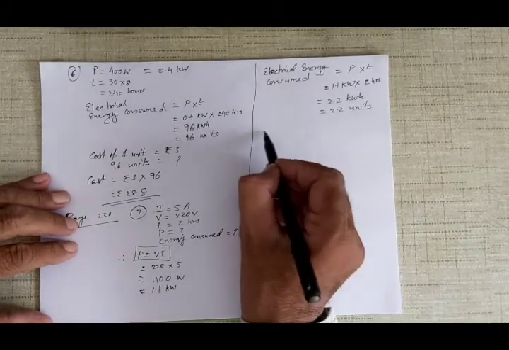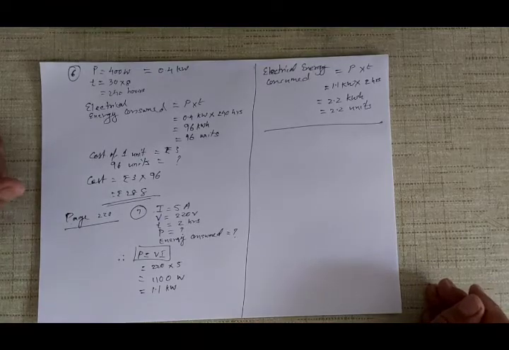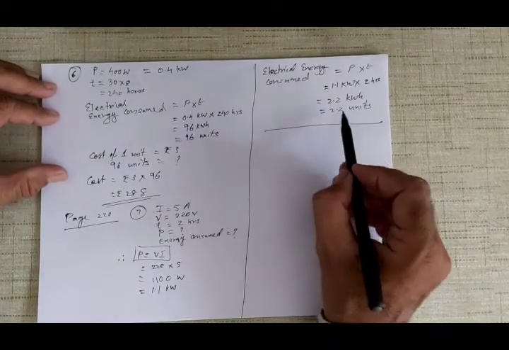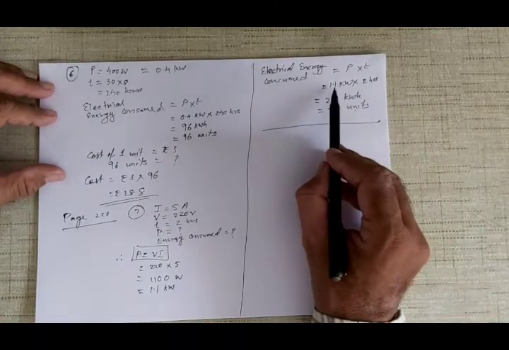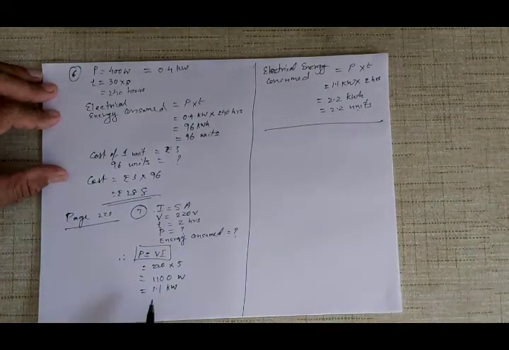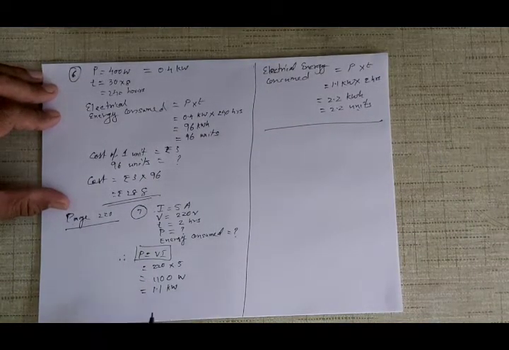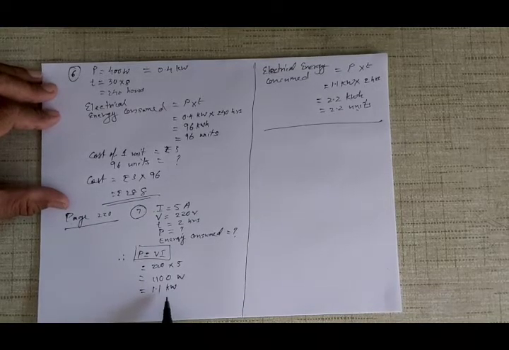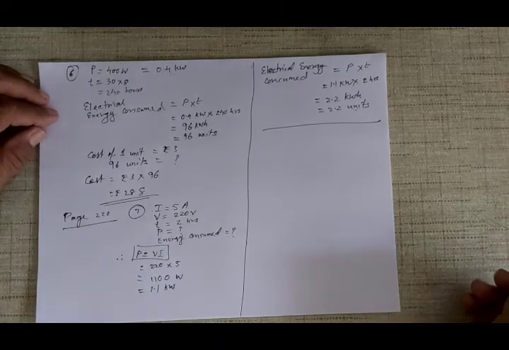Now the cost is not given here. If the cost per unit is given, then you can even find out the cost. OK, so how much electrical energy is consumed? 2.2 units. How many hours? 2 hours. In 1 hour it will consume 1.1 unit. In 2 hours 2.2 units. What is the power? 1100 watts is the power of the motor, 1100 watts or 1.1 kilowatts. Always convert into kilowatts, kilojoules wherever required.